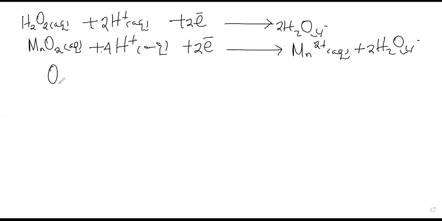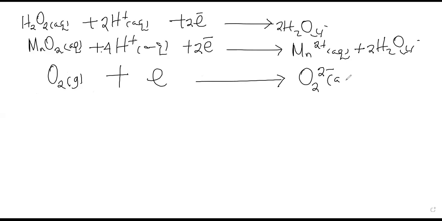Oxygen gas is an oxidizing agent, but we don't have acidified oxygen. So oxygen gas will gain electrons. When oxygen undergoes reduction, we form a peroxide. It is reduced to a peroxide ion. That is a peroxide. Oxygen is 2. Oxygen is 2.